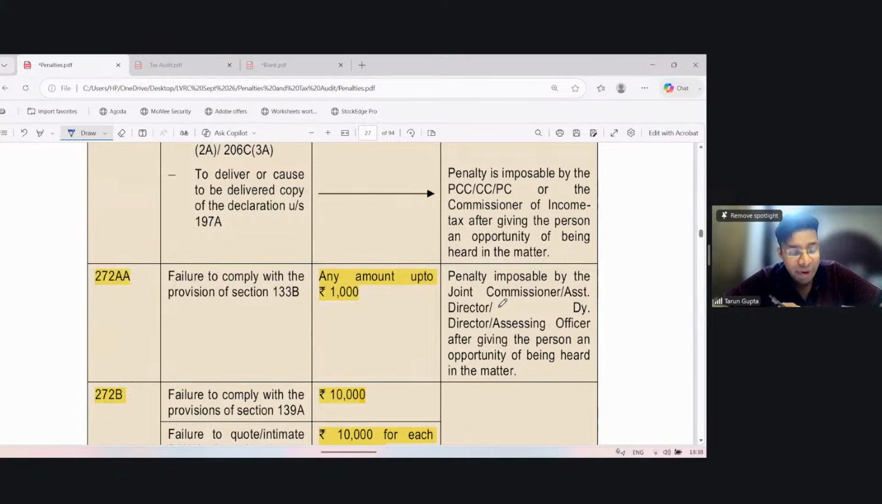272AA. Failure to comply with the provision of section 133B, then the penalty is up to 1,000.